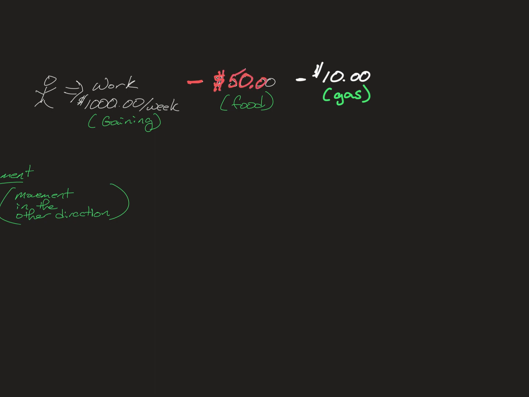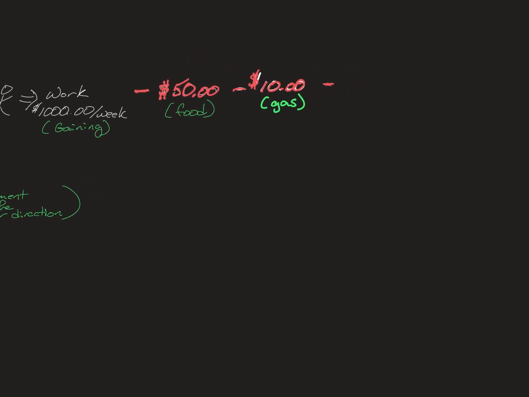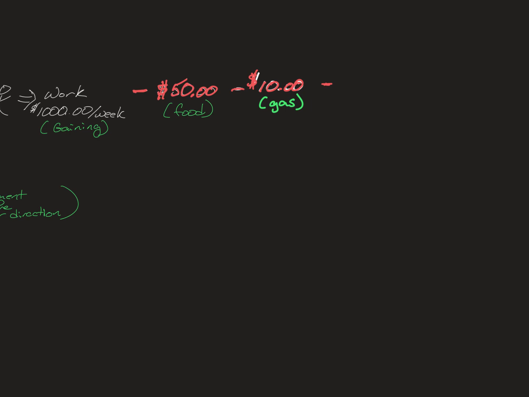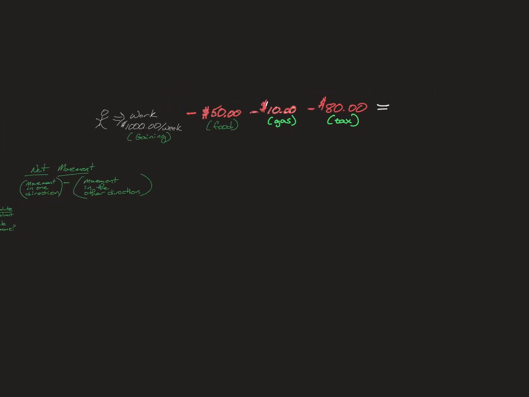So $50 a week, $10 a week for gasoline. And then minus taxes, and I have $1,000. You guys are in a lower income tax bracket. Let's say you're $80. You're going to lose more than that to state, federal, whatever tax. I'm just making these numbers up. So your net, we call this the net.